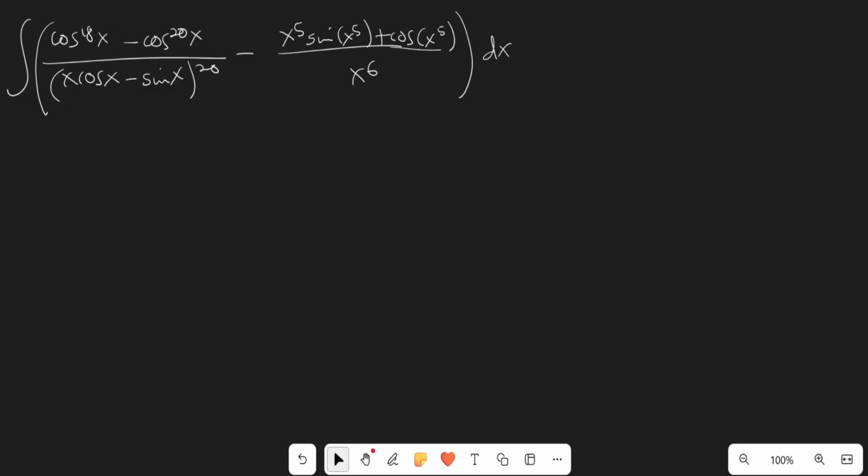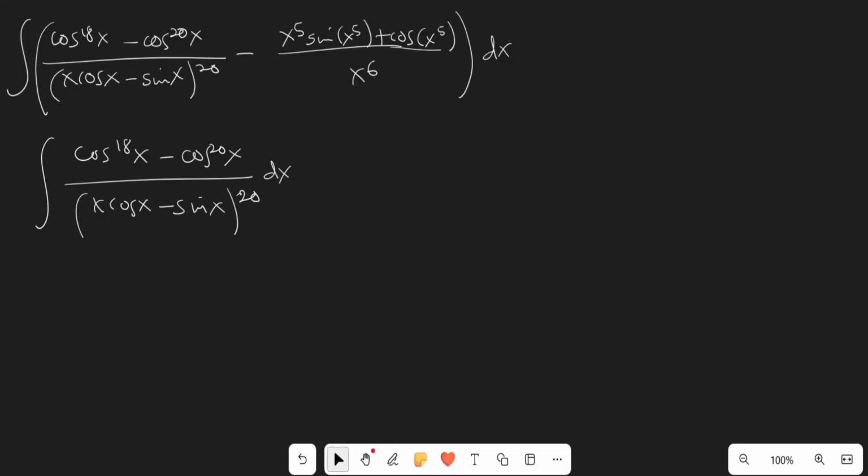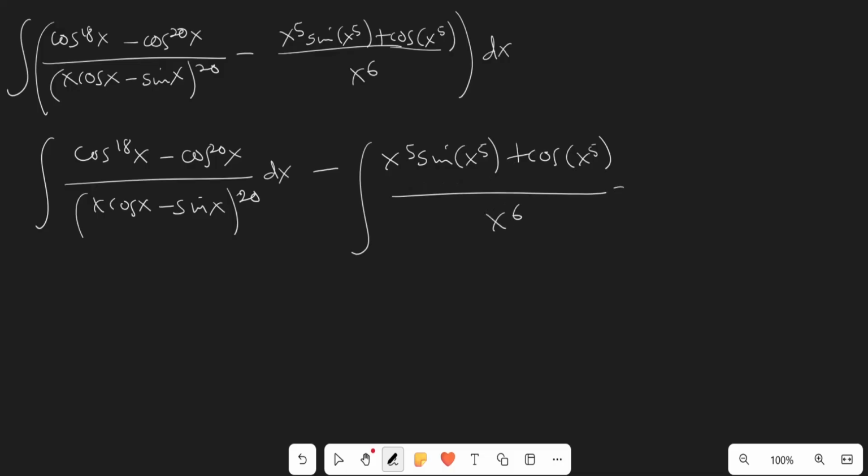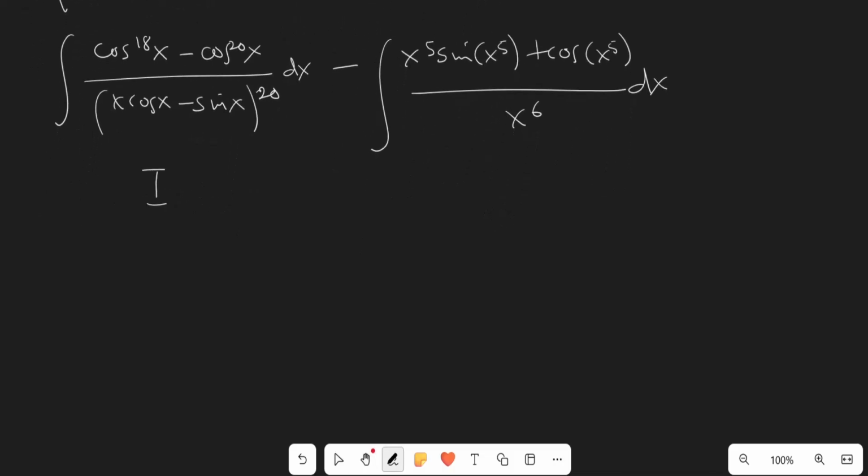So in this tutorial we're going to look at this integral. So let's start off by breaking this integral into two different integrals. So the first integral, we are going to have the integral of (cos^18 x − cos^20 x) all over (x cos x − sin x) all to the 20th power dx, minus the integral of (x^5 sin(x^5) + cos(x^5)) all divided by x^6 dx. So we can call this one integral 1 and this one integral 2. So let's tackle them one by one.